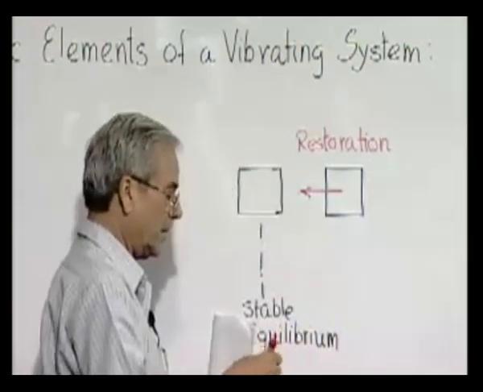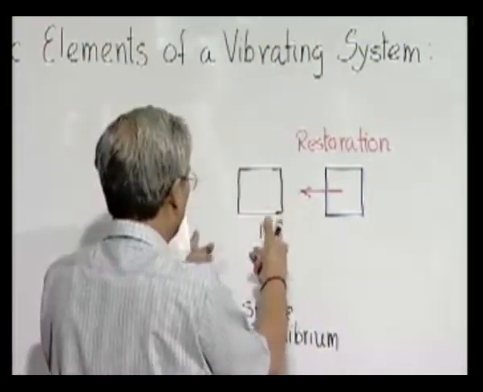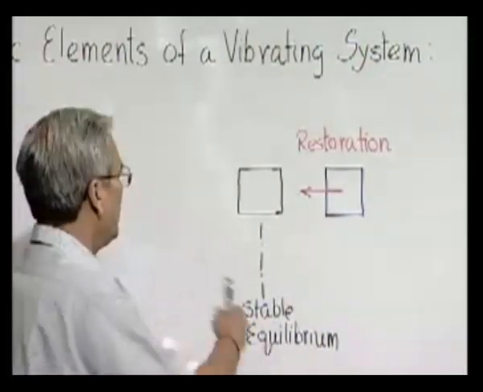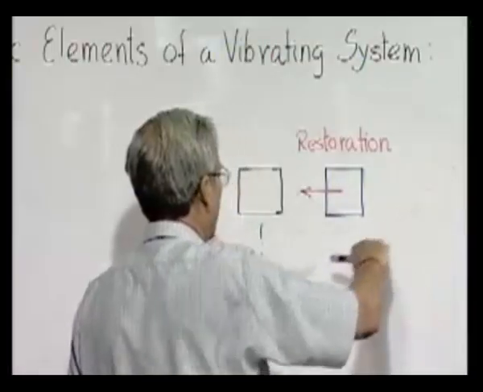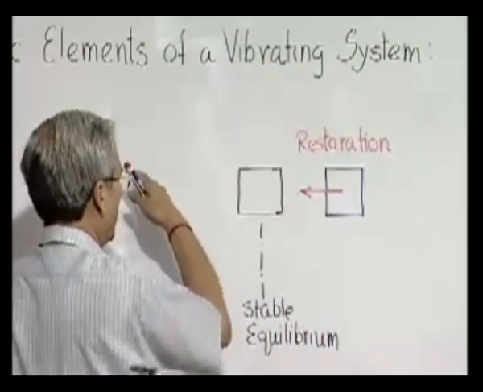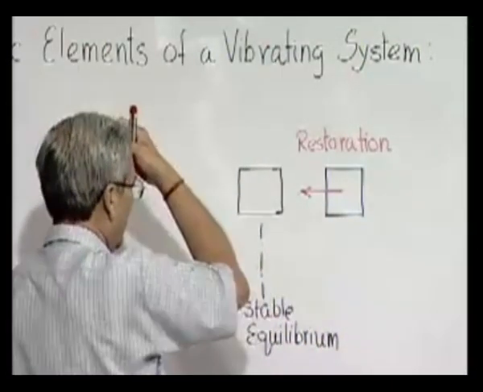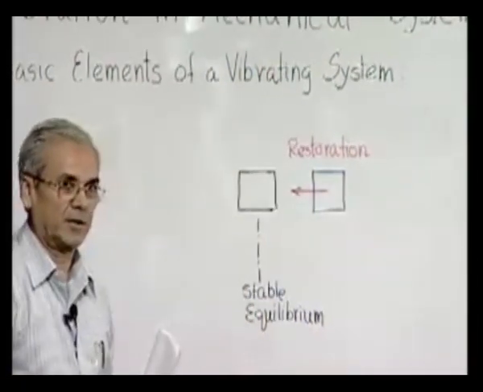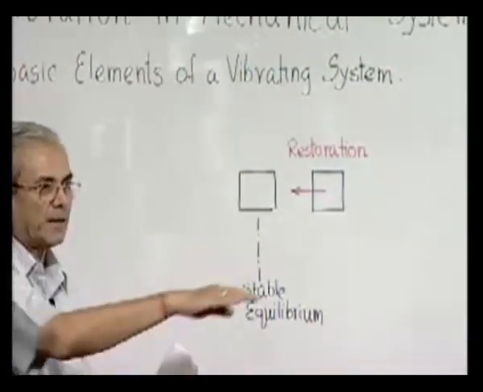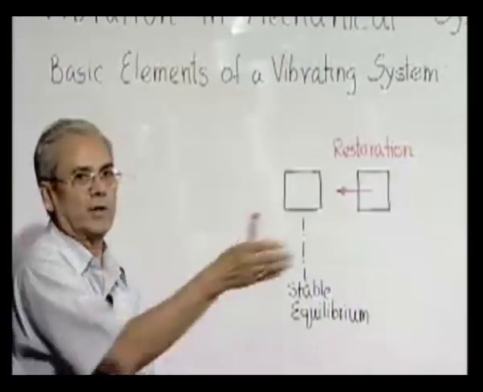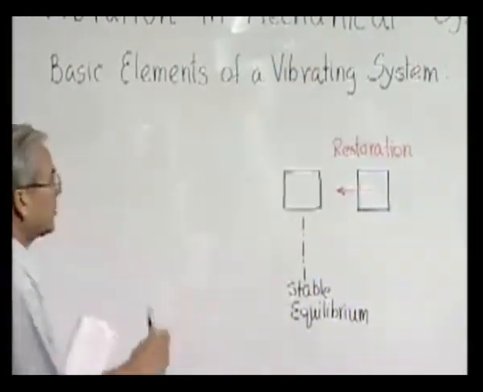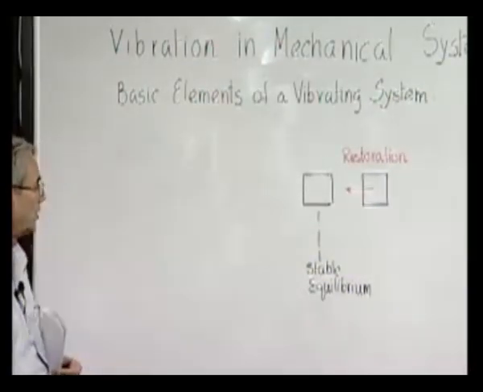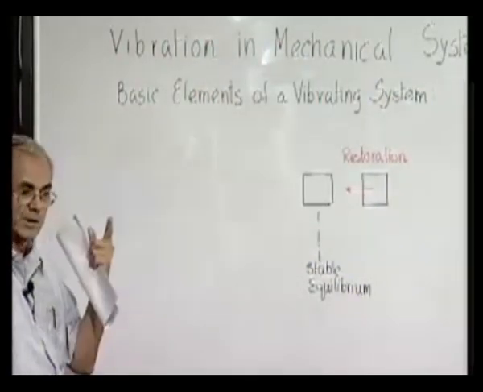That is essential. Suppose you take a ball and keep it here, I displace the ball, it remains there. So that will not do. But if it is on an incline or on a curved plane, like a ball or cylinder, then if I displace it, it tries to come back. There is restoration. That can oscillate. But on a flat plane, a cylinder will not oscillate. So restoration, which always brings the system back to its original stable equilibrium position, is essential.